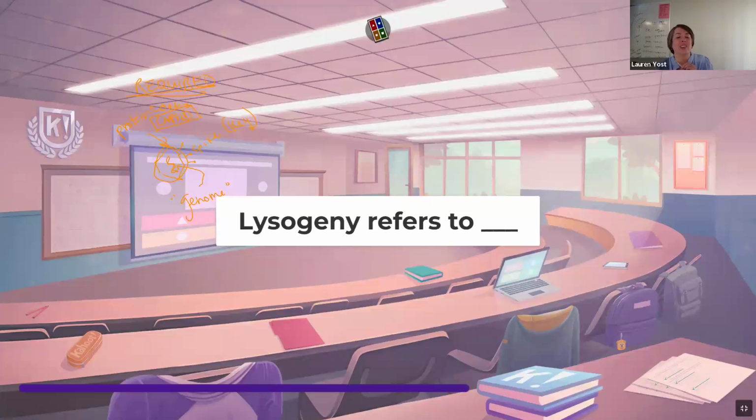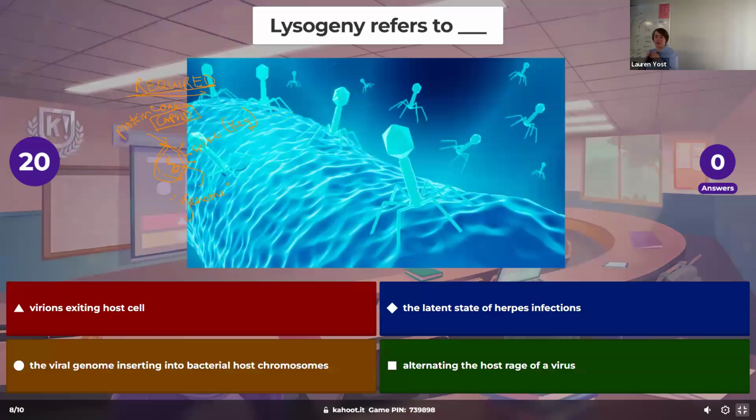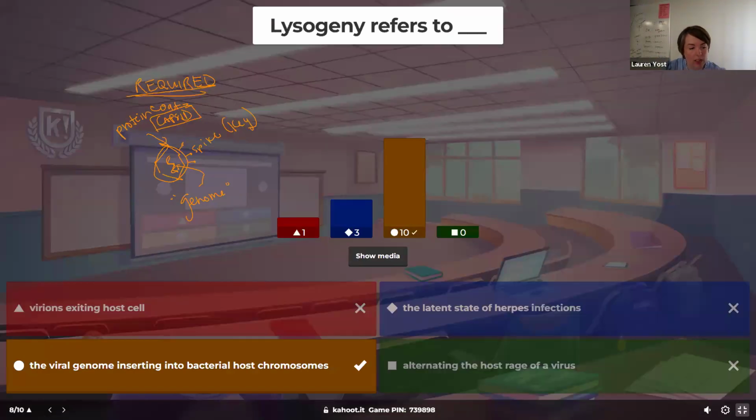Oh no, lysogeny refers to, I'll get you guys to answer this and we'll see if I can find a decent question. This stuff is difficult. I know it's a lot of terms. Lysogeny. All right, so this is whenever the viral genome inserts into the bacterial host genome.